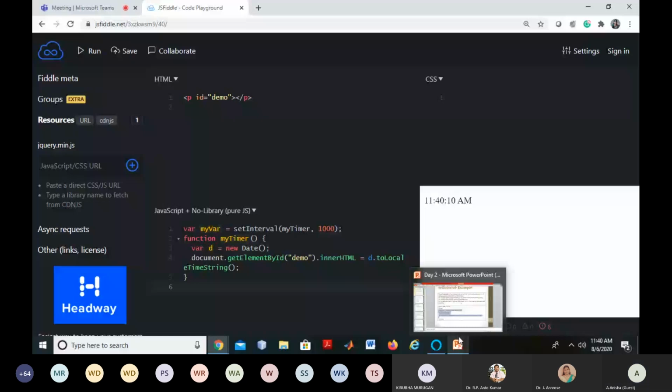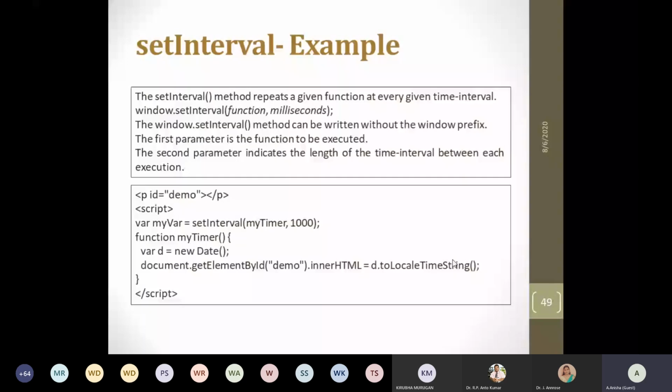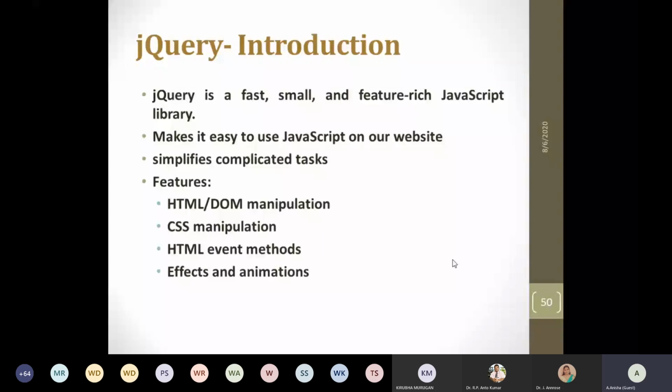That's about timing events, the BOM object. Now we'll learn a few concepts from jQuery. jQuery improves JavaScript. It is a fast, small, and feature-rich JavaScript library. Using jQuery, we can make JavaScript easier. The most complicated tasks in JavaScript are simplified in jQuery. If you write some 100 lines of code in JavaScript, the number of lines can be minimized and simplified using jQuery.